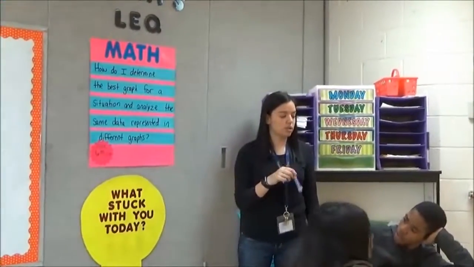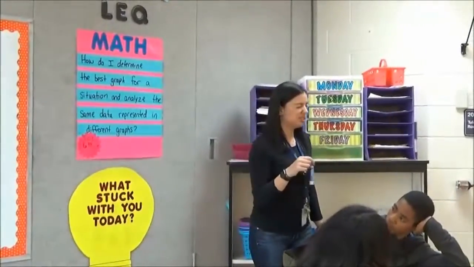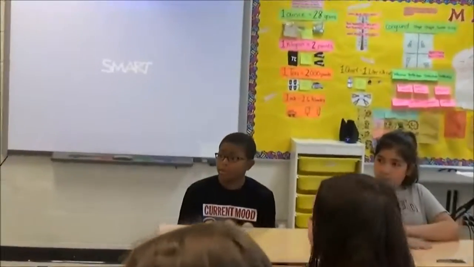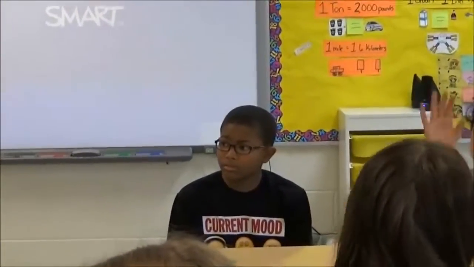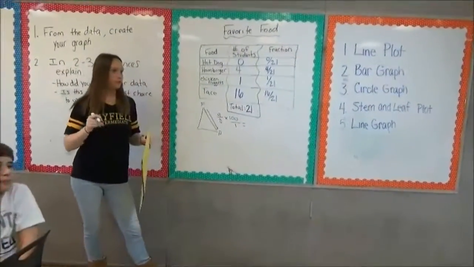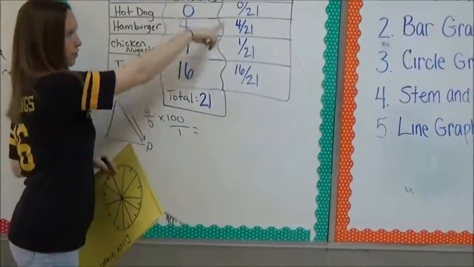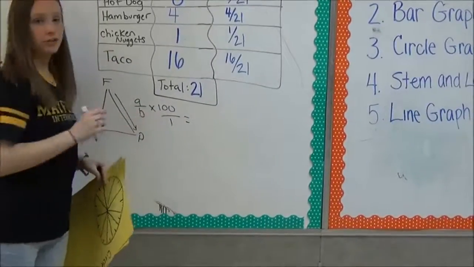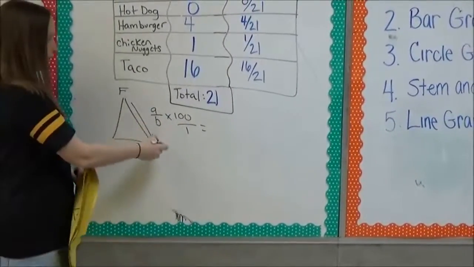Okay. Can you elaborate? You multiply the numerator by 100, and then you divide it by the denominator. Okay, excellent. Any questions on that? So what he said is we have our fraction, any of the fractions, for example, a over b, and we're multiplying it by 100 over 1. And that's how we will find our percentage.